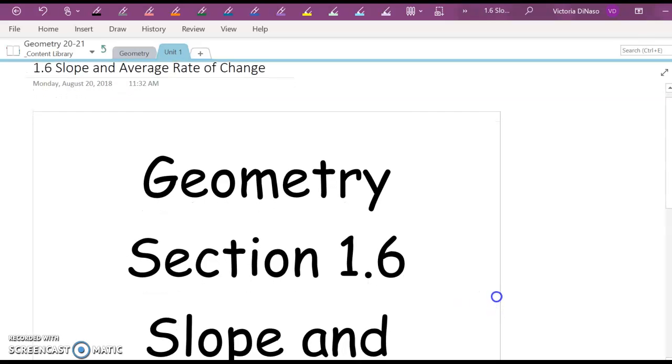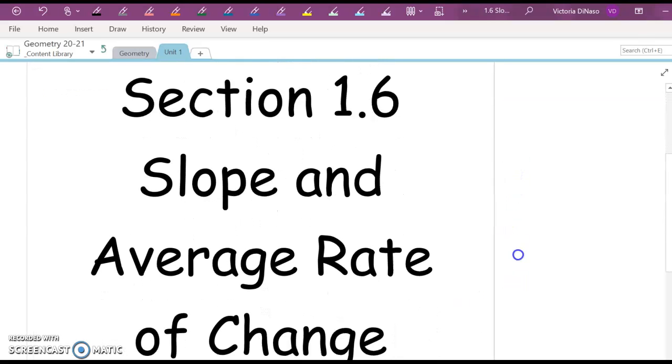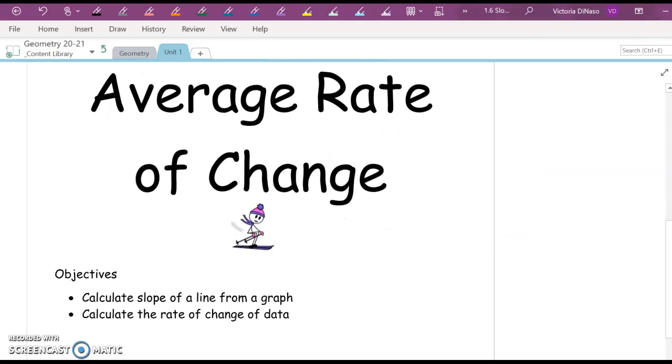In section 1.6, we're going to learn about slope and average rate of change. So we're going to calculate the slope of a line from a graph, and then we're also going to calculate the rate of change from data.